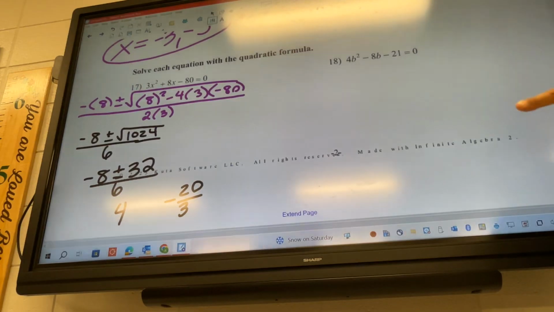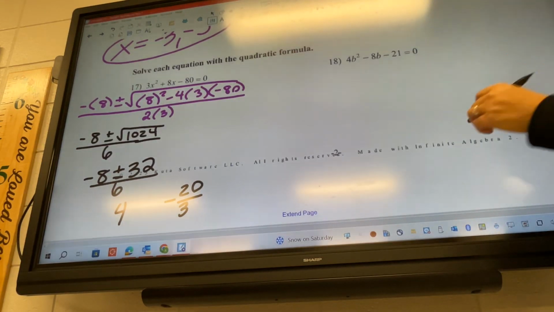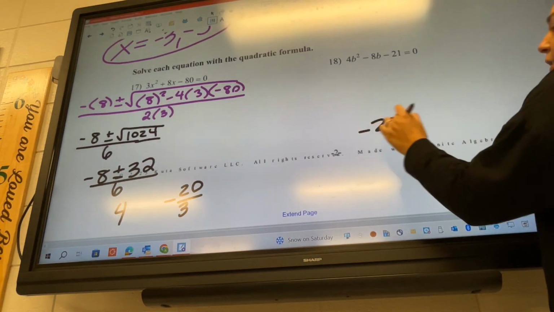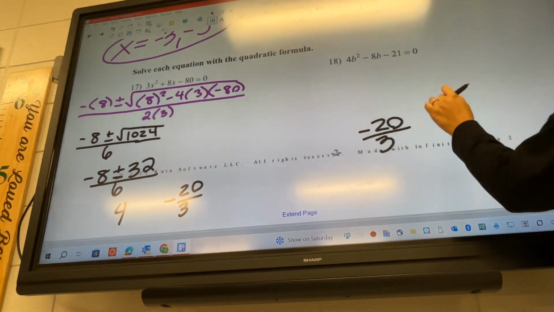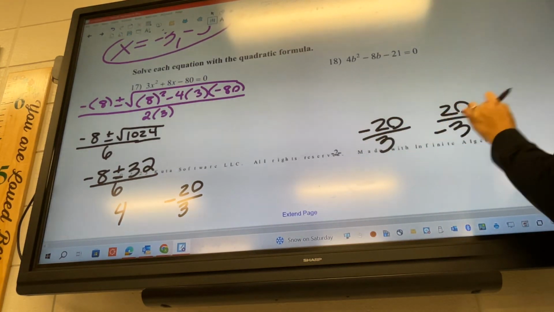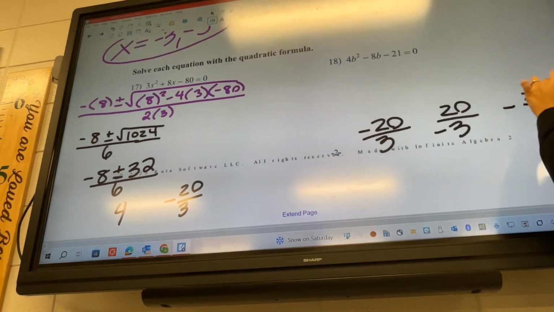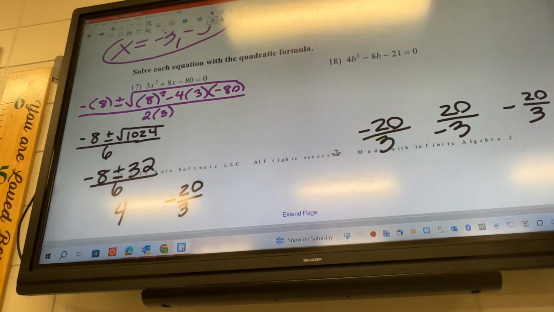Here's the thing too, when you're doing the negatives, any of these I will accept. Negative 20 over 3, or 20 over negative 3, because you guys are all saying it different. For me, it's on the line, or out front. Either way, any of those work.